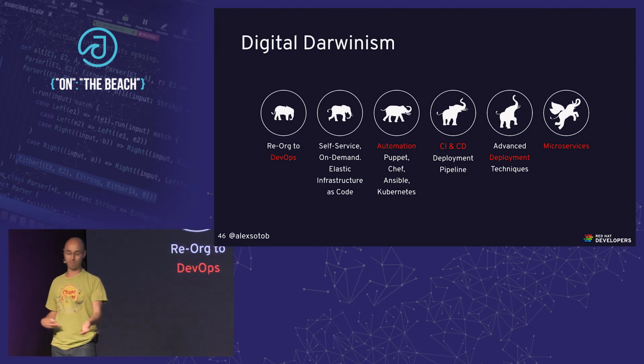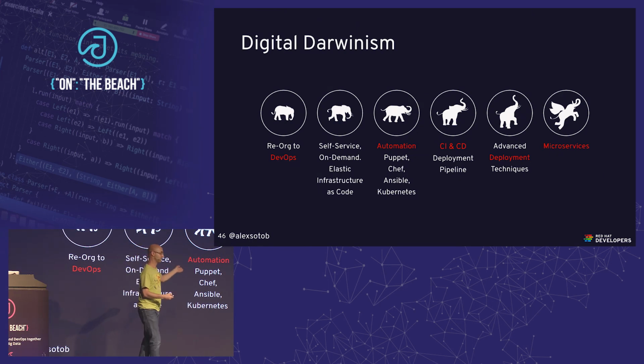Automation, everything with Puppet, Chef, Ansible, Kubernetes, having CI/CD. Then when you have CI/CD and everything is automatic, there are no manual steps, you're going to start adding Istio and start doing these advanced deployment techniques like canary releases, blue-green deployments, dark launches, dark canaries, all these concepts, and then you can start moving to a real microservices architecture.